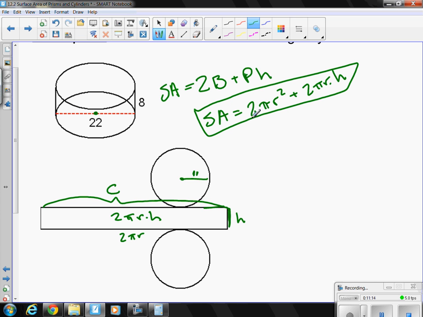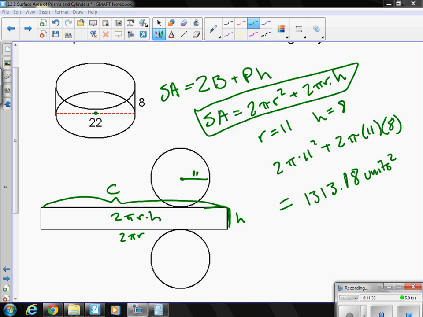For our cylinder, we're going to substitute in r equals 11, h equals 8. So 2 pi 11 squared plus 2 pi 11 times 8, which is 1,313.18 units squared.